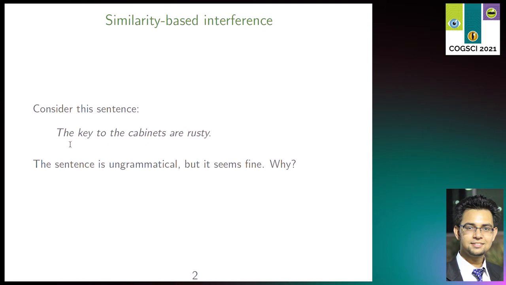Consider the sentence, the key to the cabinets are rusty. Now the sentence is ungrammatical because the subject key is singular and the auxiliary verb is plural, so they do not agree in number feature. But when we read this sentence, it seems fine at first sight. It seems acceptable. The question is why? Why do we see a grammaticality illusion in sentences like this?